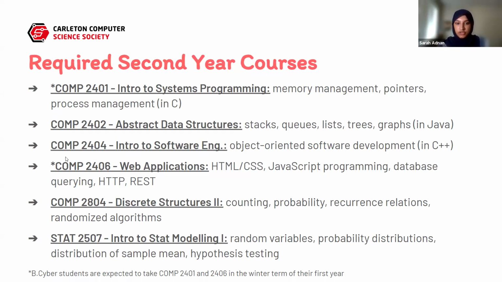We have Intro to Software Engineering, which is Object-Oriented Software Development in C++, as well as web applications in HTML, CSS, JavaScript. 2804 is Discrete Structures 2. This is continuing Discrete Structures 1 with counting, probability, recurrence relations. STAT 2507 is Intro to Stat Modeling with random variables, probability distributions, distribution of sample means, and so on.